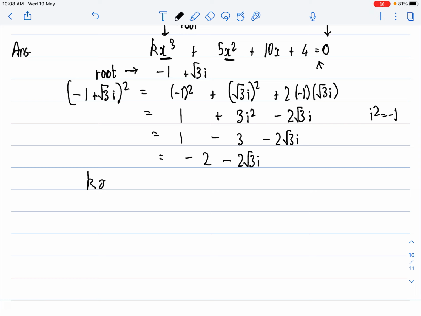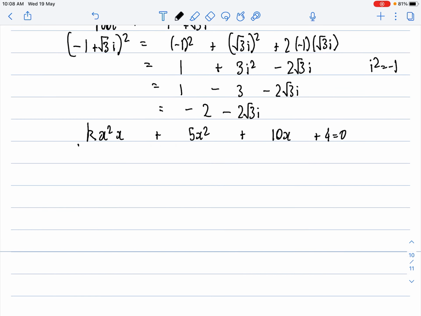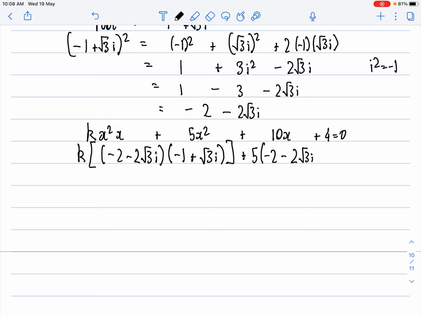Now I know this can be written as kx square into x plus 5x square plus 10x plus 4 equals 0. So now I just need to substitute. I have k into, I know my x square is minus 2 root 3i, multiplied by x, which is minus 1 plus root 3i, plus 5 into minus 2 root 3i, plus 10 into minus 1 plus root 3i, plus 4, which I know is equal to 0.